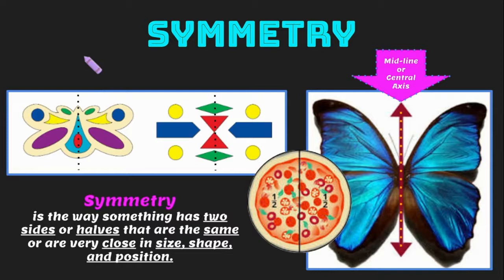Okay. Here, this is a vertical. There's a midline in the middle, and they're the same on the left and the right. Same thing here. The shapes are arranged in a way that the left is the same as the right. Now, here's an example in nature, a butterfly. If I were to draw a midline or central axis, as you see here, the left wing is very similar to the right wing.